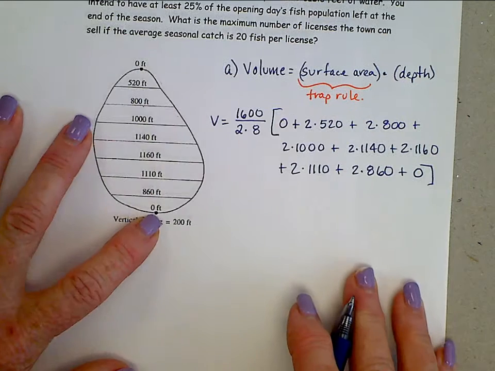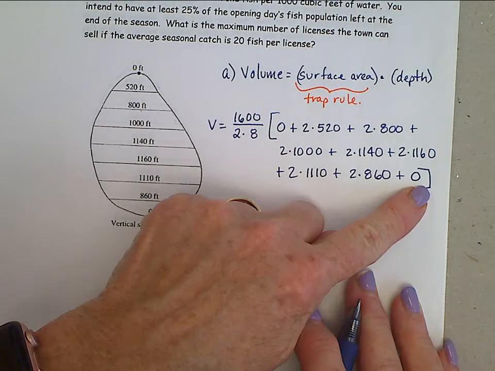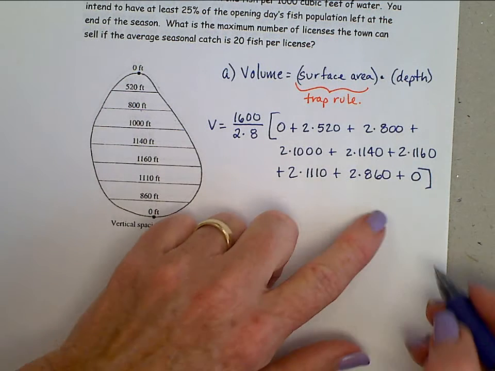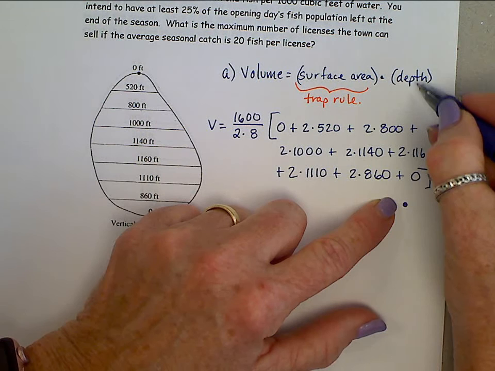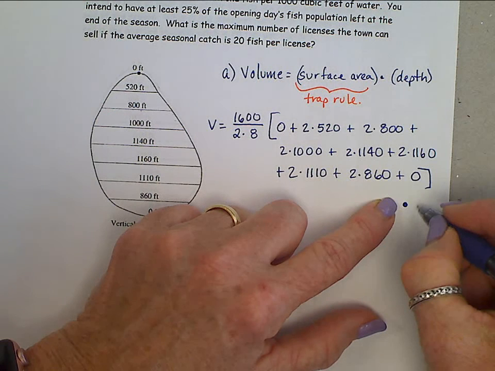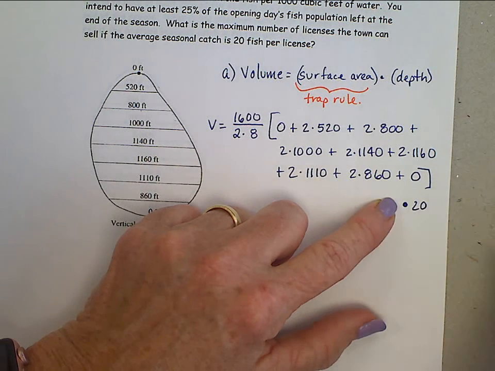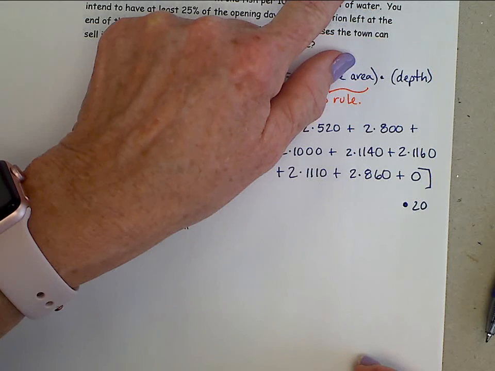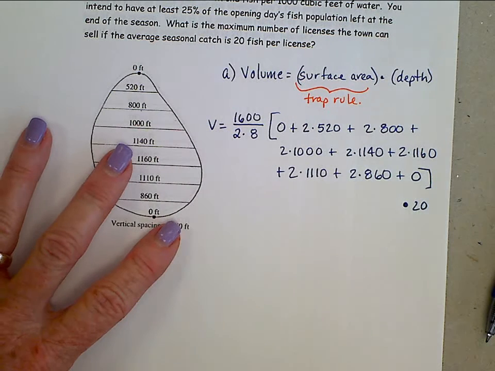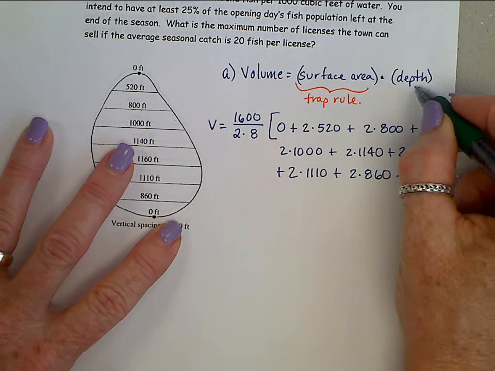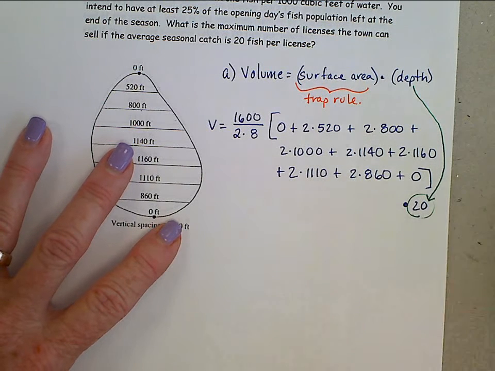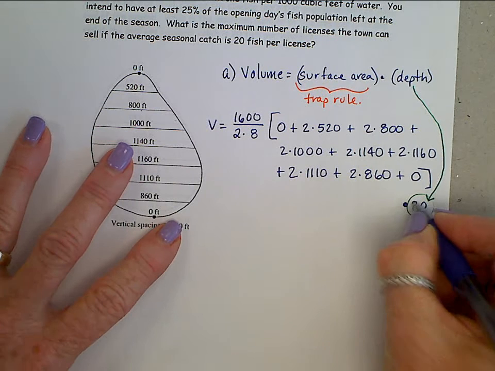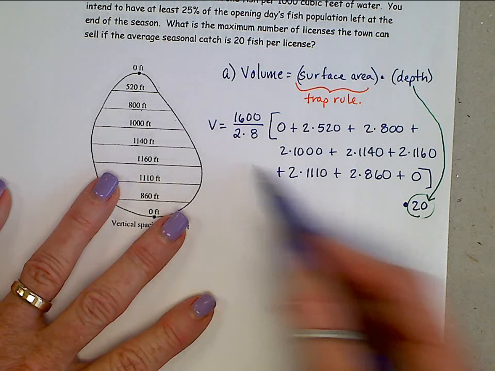Okay, that's just surface area. Don't forget, you still need to multiply all of that times the depth, which was 20 feet. If you look back up in the problem, second line at the end, that depth is 20 feet. So you can't lose that. This trapezoid rule was just for surface area.